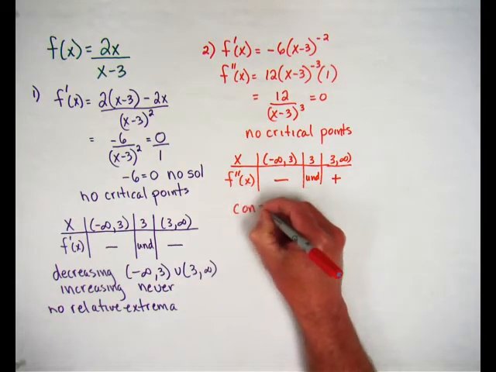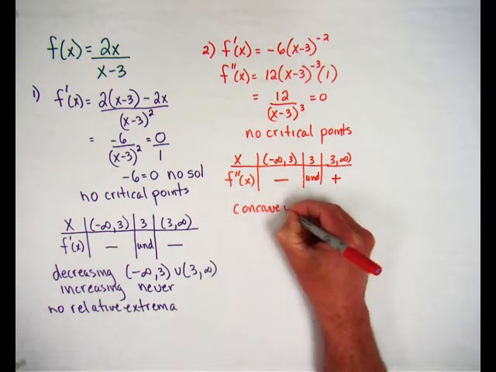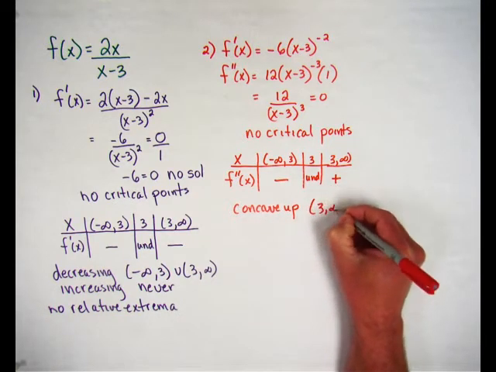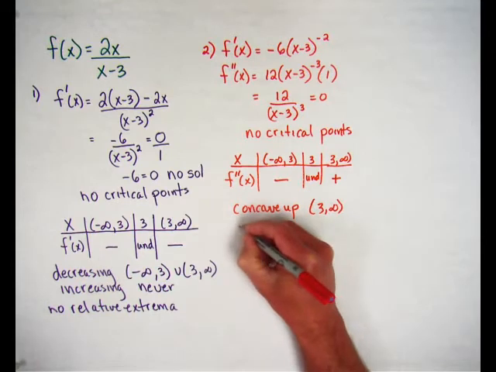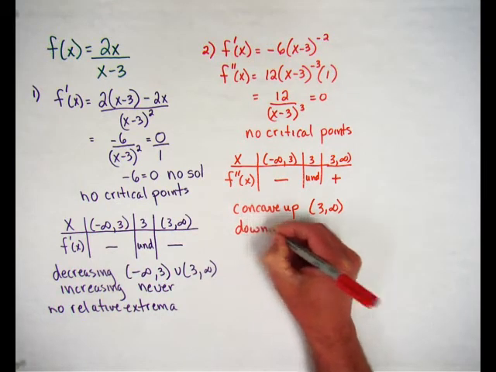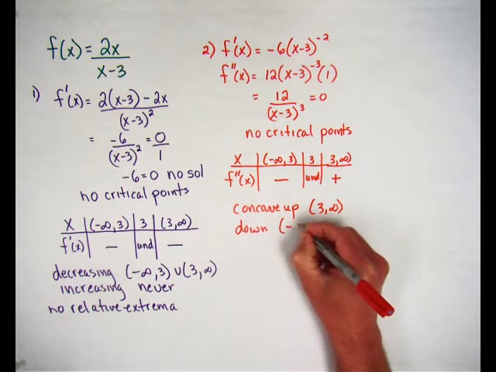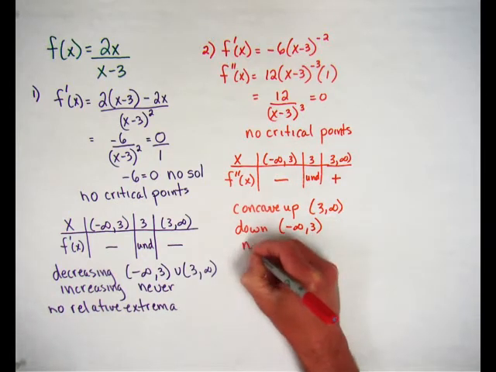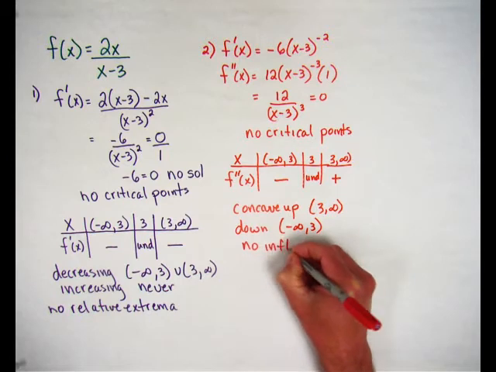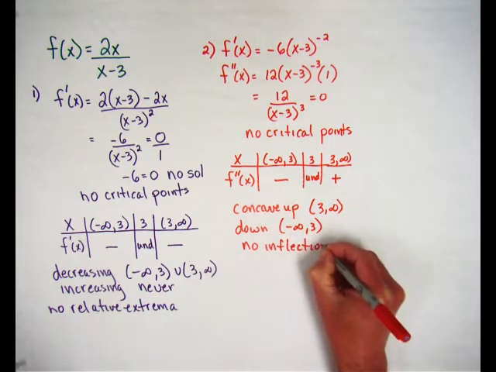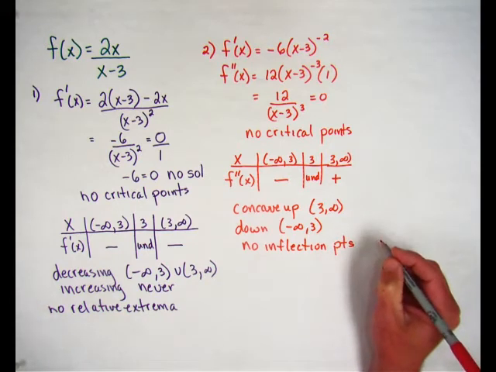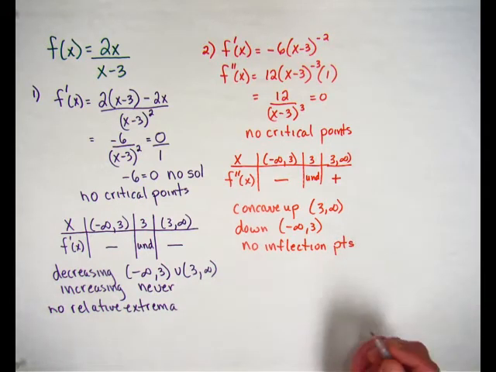So our curve would be concave up whenever there's a positive second derivative. So concave up from 3 to infinity. Concave down from negative infinity to 3. And there are no inflection points. You'll notice that our curve does change concavity, but it doesn't change at a point. It changes at the asymptote. So there are no inflection points.